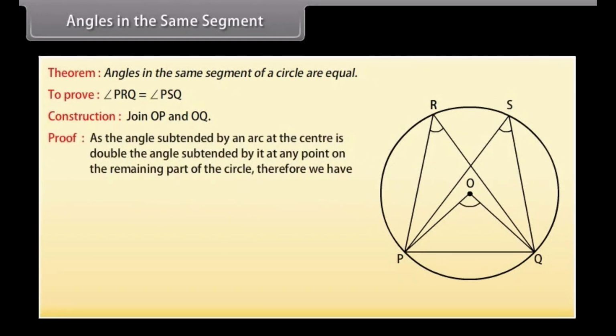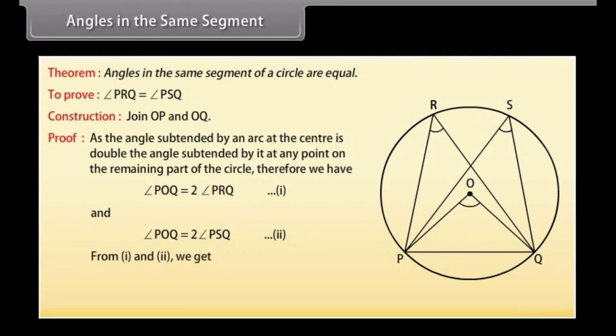Prove: as the angle subtended by an arc at the center is double the angle subtended by it at any point on the remaining part of the circle, therefore we have angle POQ as 2 angle PRQ. Mark it as 1. And angle POQ is equal to 2 angle PSQ. Mark it as 2. From first and second we get 2 angle PRQ is equal to 2 angle PSQ. Therefore, angle PRQ is equal to angle PSQ.